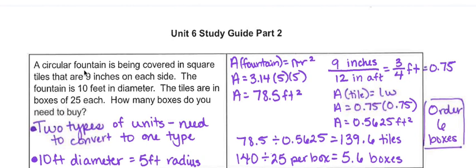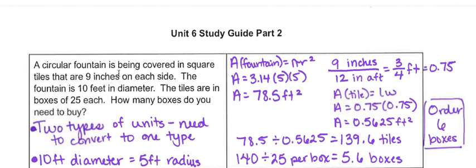So we've got tiles that are 9 inches on each side. The fountain is 10 feet in diameter. So we have 2 types of units. We need to convert to one type. So I either need to convert this 10 feet into inches by multiplying 10 times 12, or I can change the 9 inches into feet by doing 9 divided by 12. Now I chose to do the 9 divided by 12 route. You could do the 10 times 12 to change feet to inches. It's not going to make any difference. You're still going to get the same answer.